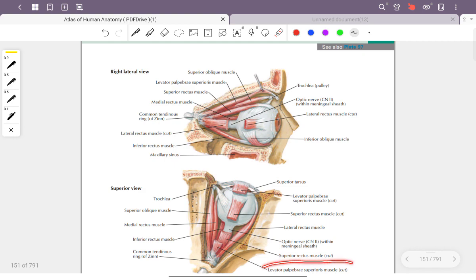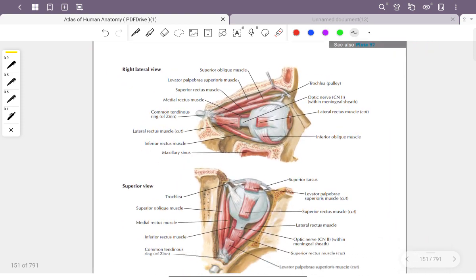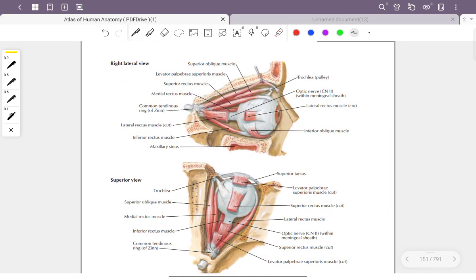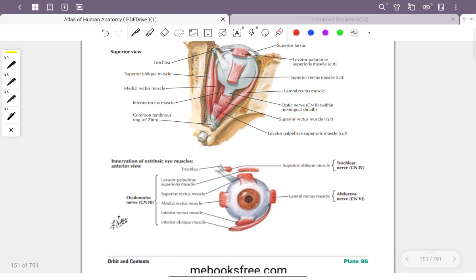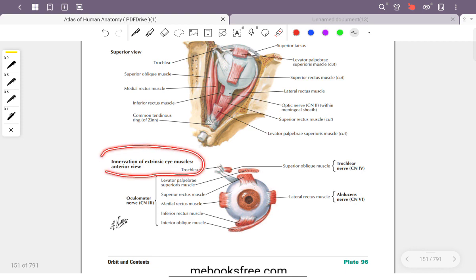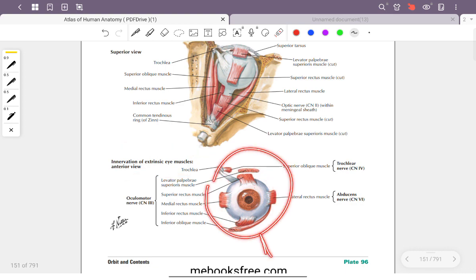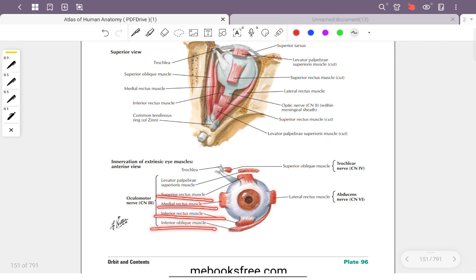The levator palpebrae superioris muscle we have discussed. So we have covered the right lateral view and the superior view. Let's see if we have anything else. We have more to learn: the innervation of the extrinsic eye muscles, in the anterior view. Anterior means we are looking at the eye from the front side. In this front view we can see the superior rectus muscle, medial rectus muscle, inferior rectus and inferior oblique muscle.